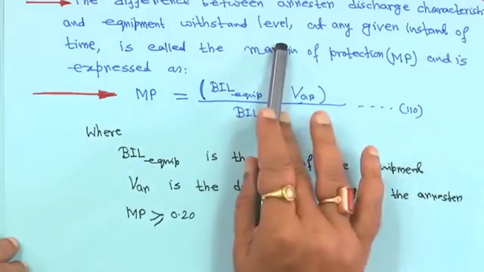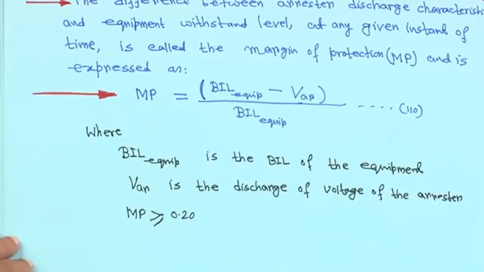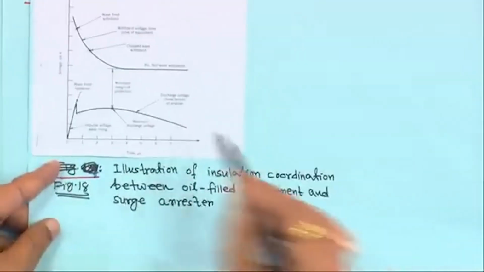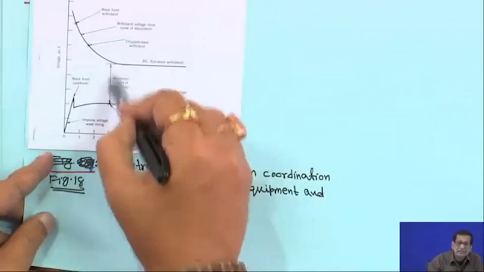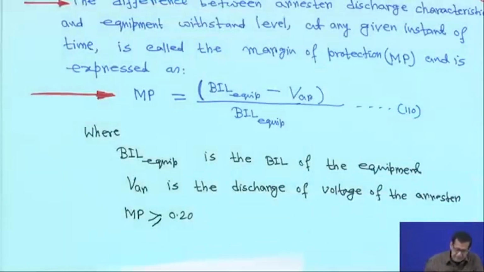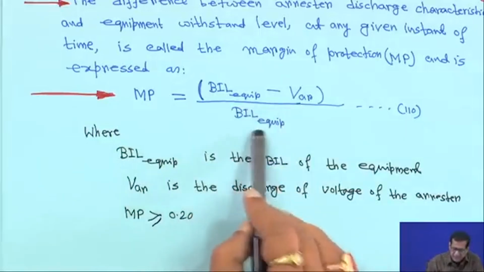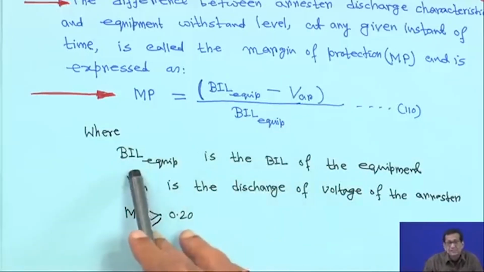Okay. So, now the difference between arrestor discharge characteristics and equipment withstand level at any given instant of time is called the margin of protection. It can be expressed as MP is equal to BIL equipment minus VAR divided by BIL equipment, that is basic impulse insulation level.